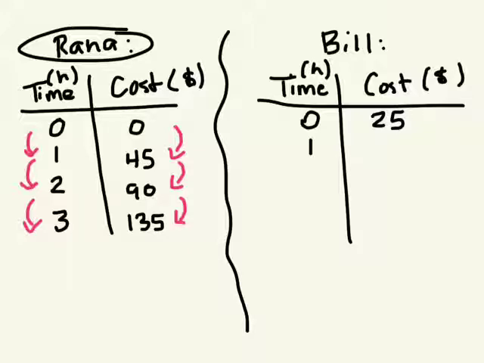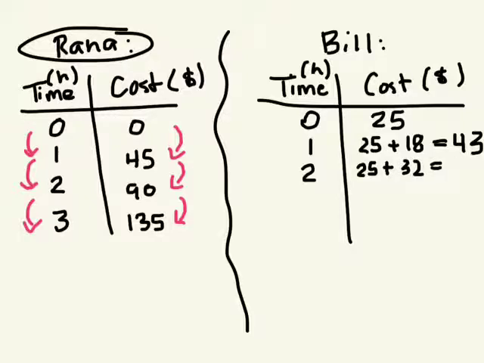It's 18 each plus 25, which equals... So it's $25 for a flat fee plus $18 for the 1 hour equals $43. Good. For 2 hours now, it's still $25 plus $18 an hour. So if it's $18 for 2 hours, what's 18 times 2? But we still have to include that $25 flat fee. So that comes to 61. Good. And for the last one, 3 hours.